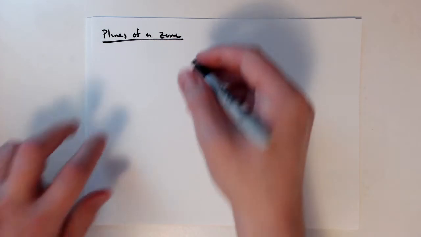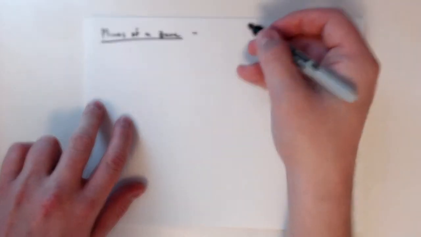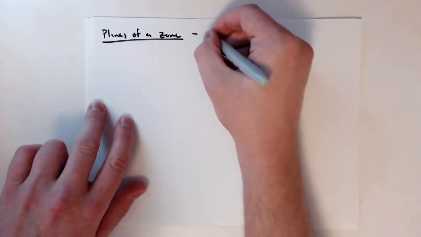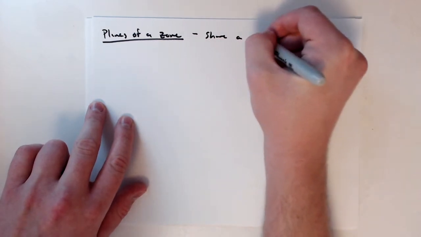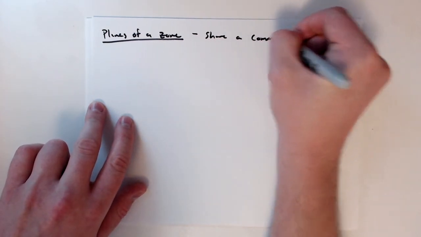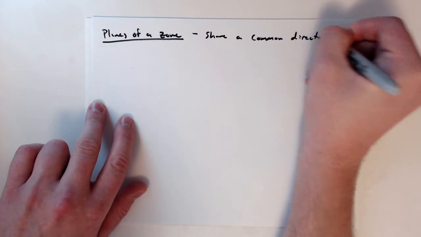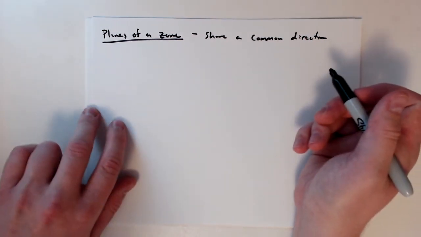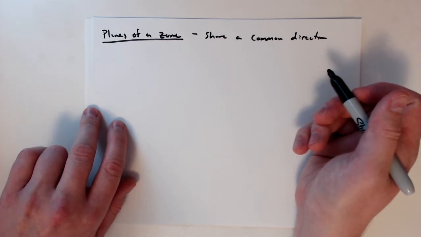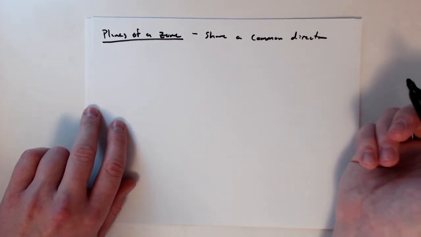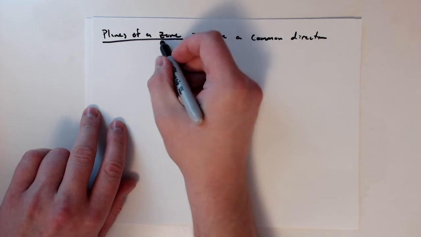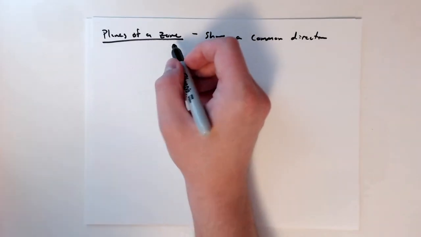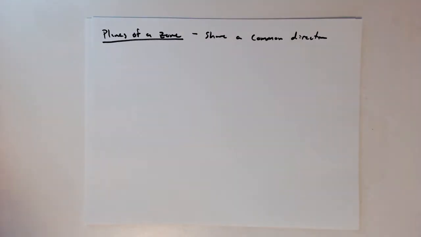When we're talking about planes of a zone, what this means is that these planes share a common direction. All of these planes share a common direction, and that direction is one line. So they're all parallel to one line, and that's what the zone is. It's basically that common direction. Let me show you in the slides.